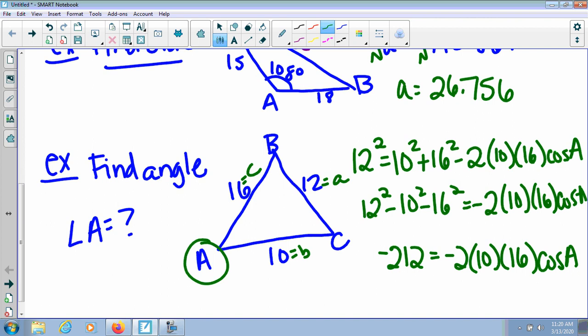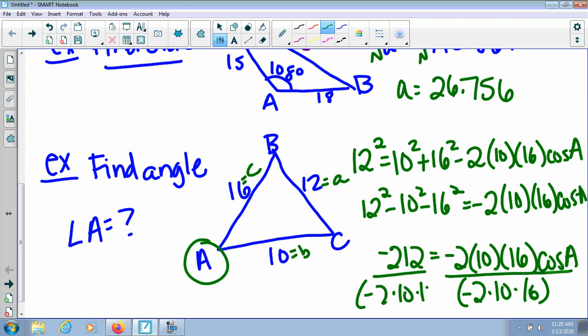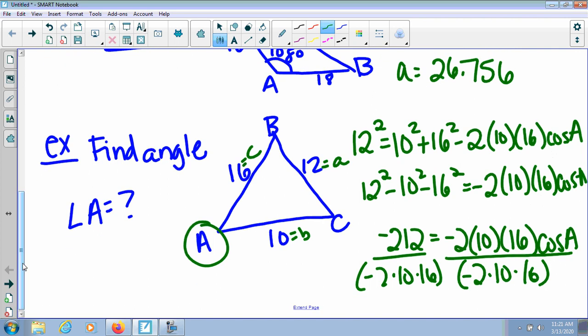Now if you want cosine of A by itself, you need to divide by all of these things. And you need to make sure that you put parentheses around them when you are dividing, like in your calculator. So negative 2 times 10 times 16. Do that on both sides. Okay, so negative 212 divided by, put this in parentheses, negative 2 times 10 times 16. And then we end up with 0.6625 is equal to cosine of A.